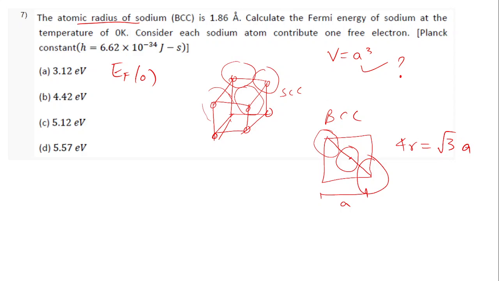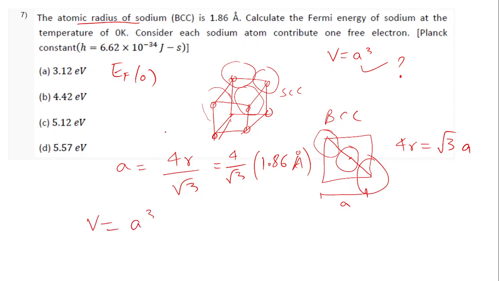R is given. I can find out A. A will be 4R divided by root 3, 4 divided by root 3, and R is given 1.86 angstrom. Now I can calculate V, which will be A cube. Now all these things, when I put in my Fermi energy formula, what do I have to calculate here?